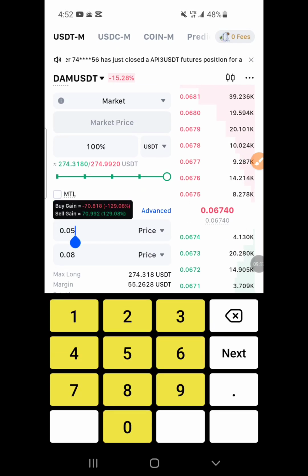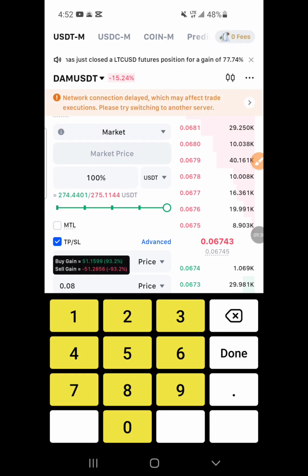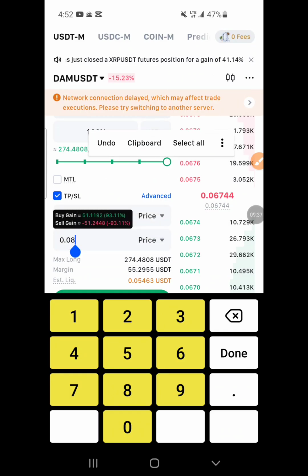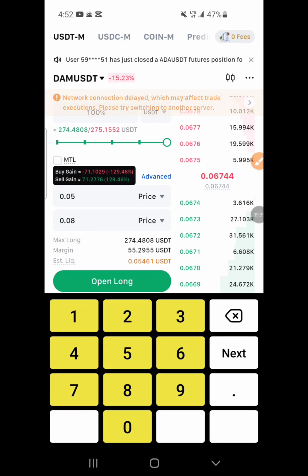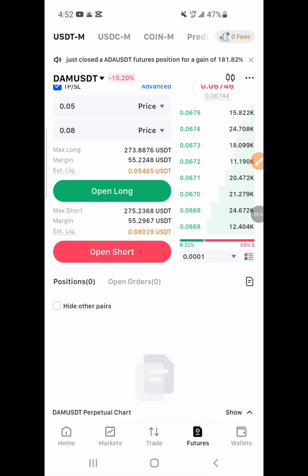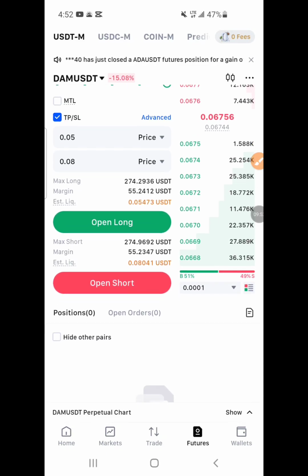Look at my stop loss. If you check right here, you're going to see something. This simply means I am risking 51 USDT with this stop loss price, in order to gain 71 USDT. So that is what it simply means.